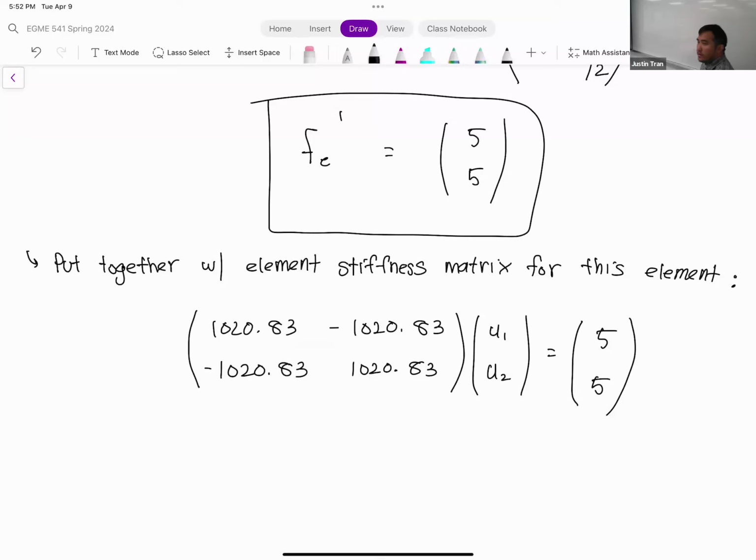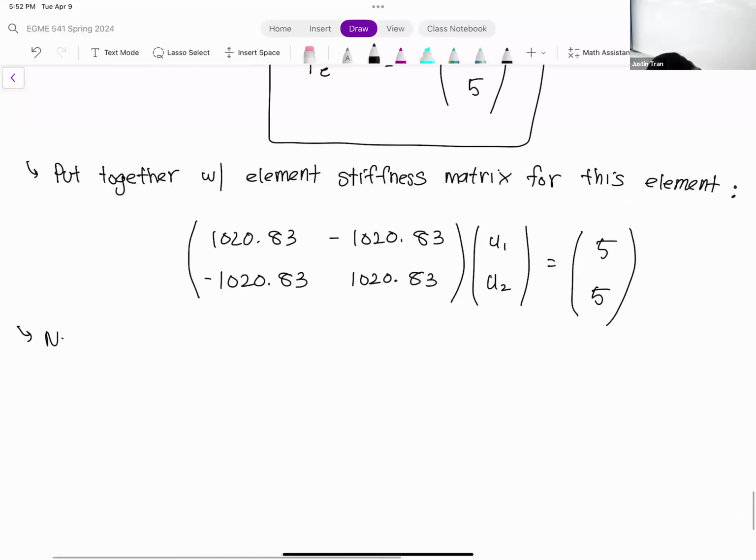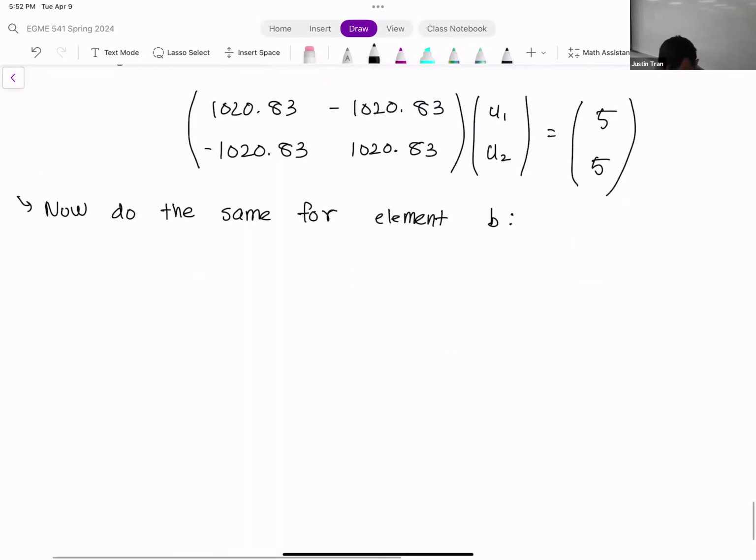Any questions on how we got this result here? Okay, good. All right, so let's do the exact same thing for element 2, or I guess element B. Just like element A, we're going to compute the element stiffness matrix and the element forcing vector. So let's start with the element stiffness matrix.